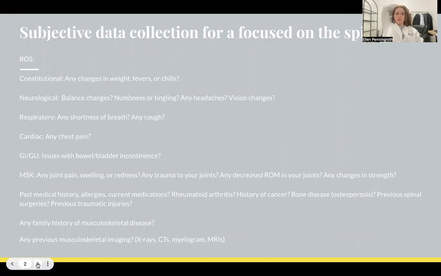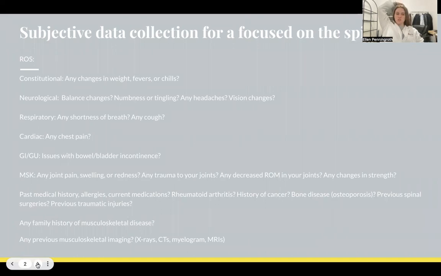We would want to know about their past medical history, specifically if they have a history of rheumatoid arthritis, any history of cancer, history of osteoporosis. We'd want to know about any allergies or current medications. We'd want to know if they've had any previous spinal surgeries or any previous traumatic injuries.